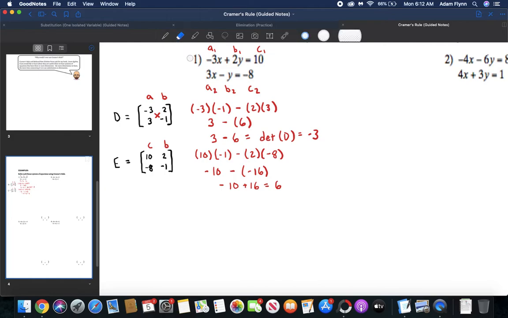Actually, let me make that a little bit more clear that the determinant of matrix E is positive 6. Okay, and now I will do determinant of F. So I'll create my F matrix.